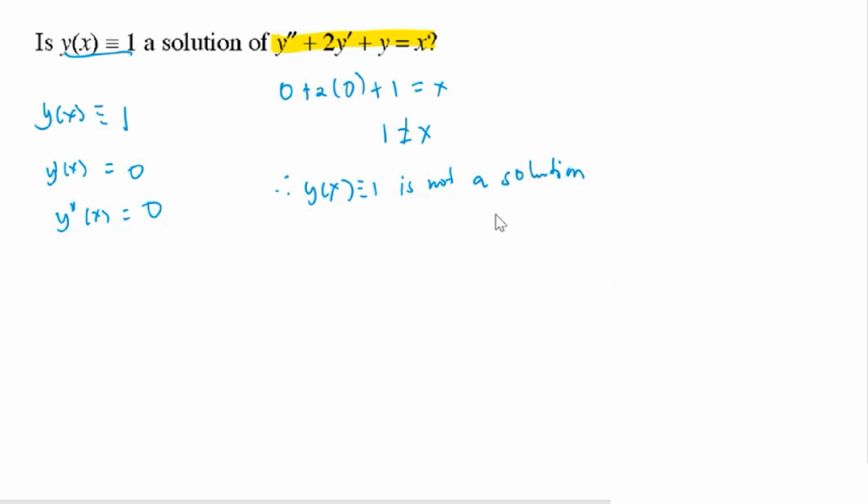Okay, so that is the difference in how to tell whether the given function is a solution of the given differential equation. Compared to the previous one, after we substitute the values of y prime and y double prime into the differential equation, it gave us the left hand side equal to the right hand side, so that is a solution. While here, after we substitute, the left hand side is not equal to the right hand side. So simply we could say that it is not a solution.